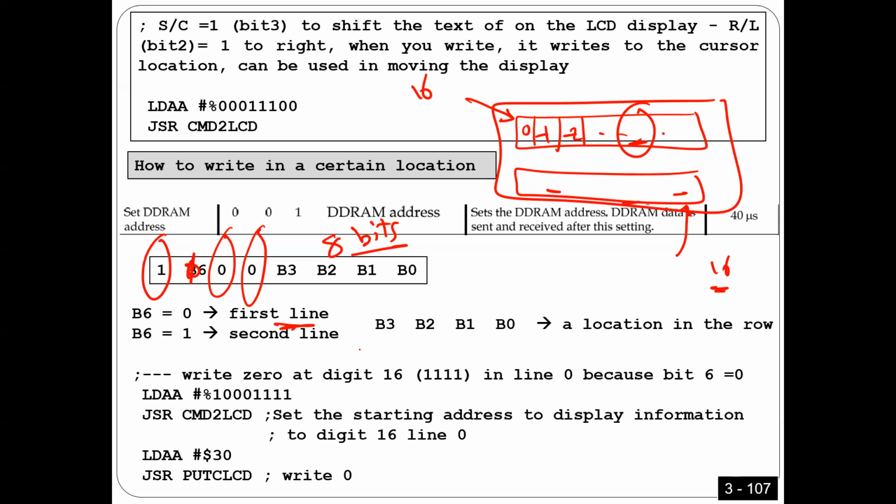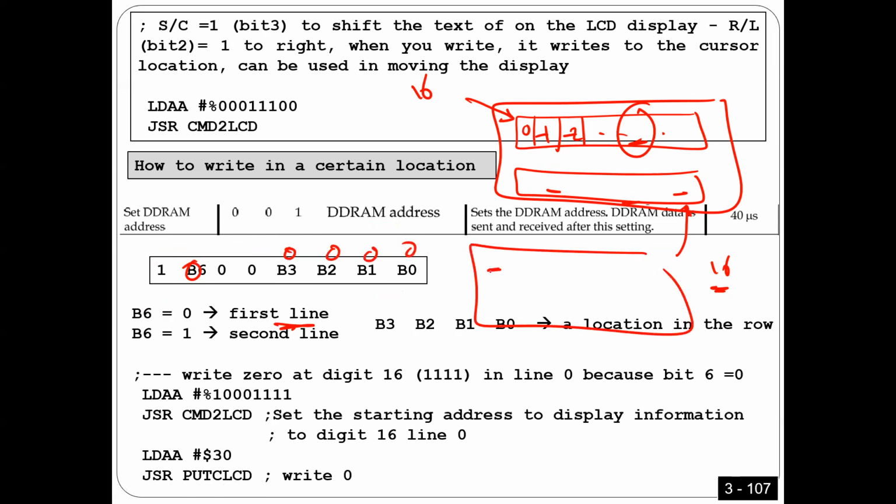Is that okay? In every line, we have 16 locations. So, for example, if I select line 1, these 4 bits should select one of 16 locations. Look at them, we have 16 locations. That's why we have 4 bits here. You understand what I'm saying? For example, if I put here 0, that means line 1. If I put 0, 0, 0, 0, that means it is here, in the first location 0 on line 1.